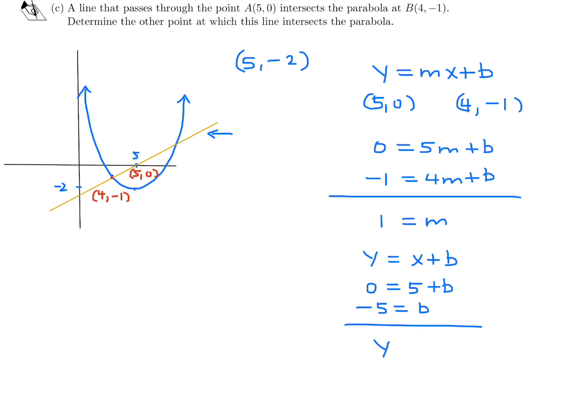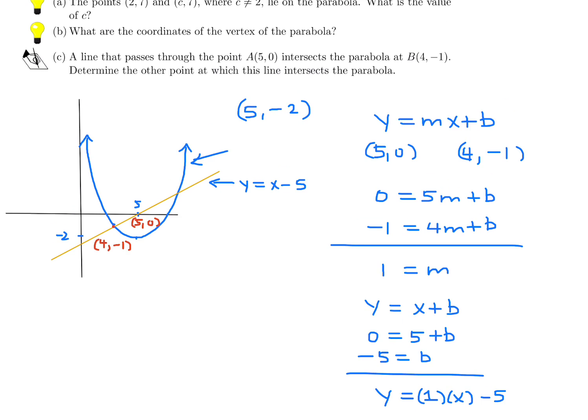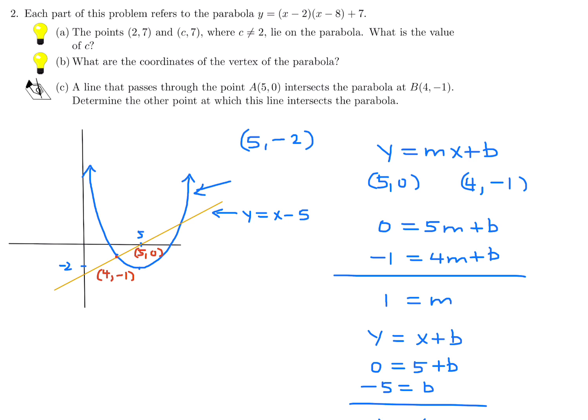So my equation is y is equal to 1x minus 5. 1 was the value for m. So it's just x minus 5. Okay. So I've got my equation for this line, y is equal to x minus 5. And then this parabola, that's the parabola from the previous question, right? Yeah, exactly. I was getting worried. What's the parabola? And that parabola is (x - 2)(x - 8) plus 7. Right here, they give you that equation right there.